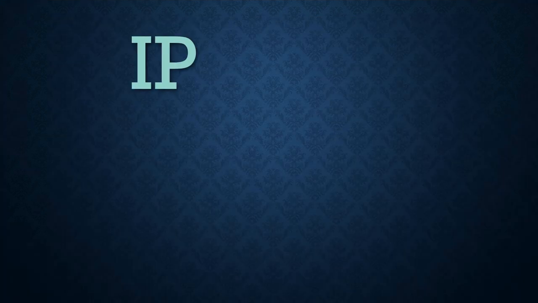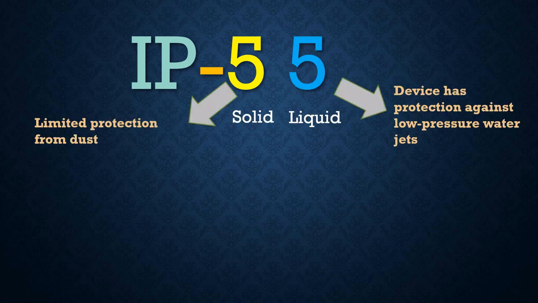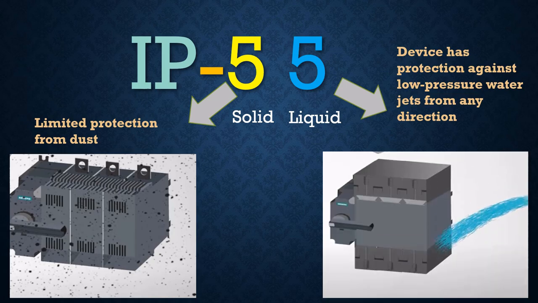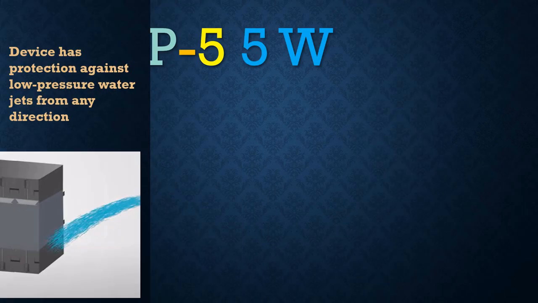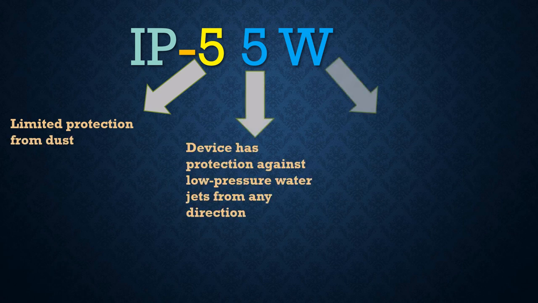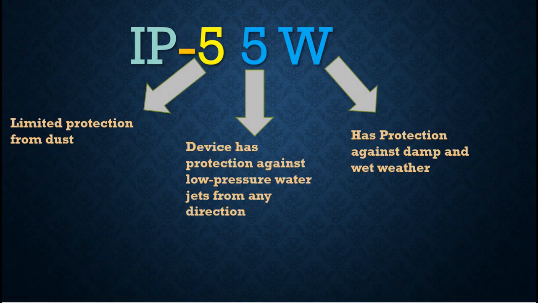If you find in the equipment specification that the device's IP is IP55, that tells you that the device has limited protection from dust for first digit 5 and has protection against low-pressure water jets from any direction for second digit 5. Whereas, if you find that the device's IP is IP55W, that tells you that the device has limited protection from dust for first digit 5, protection against low-pressure water jets from any direction for second digit 5, and has protection against damp and wet weather for the last letter W.